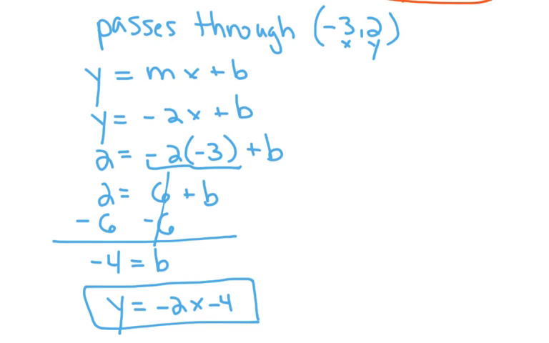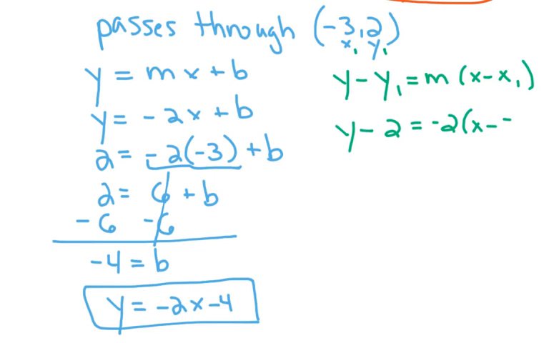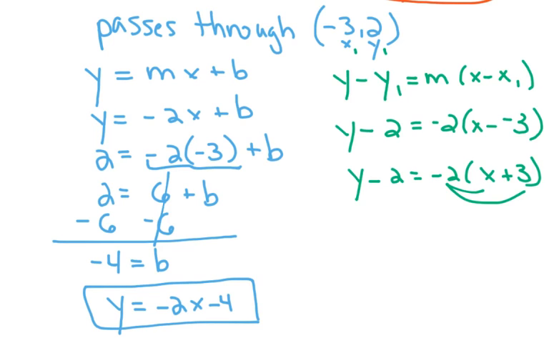But there's another way of doing this. There's another form of writing the equation of a line called point slope, and you may have learned this one as well. If you did, then you would plug in -3 for x1 and 2 for y1. So y minus 2 is equal to, the slope, m is -2, x minus -3. When you see 2 negatives next to each other, you know to change it to a positive. And then you would distribute.